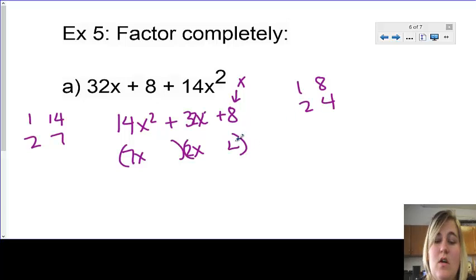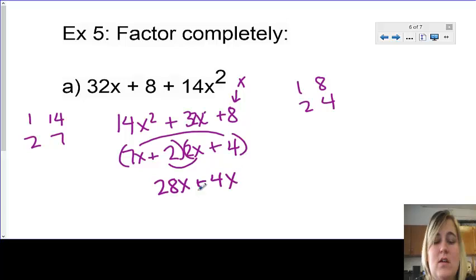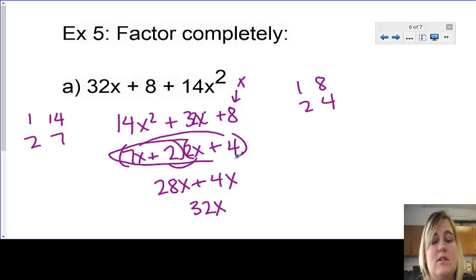7 times 4 and 2 times 2. These are both positive, so these will both be positive. Let's check and see if this works. So outside, I would get 28x, plus the inside, I have 4x, which means that my answer would be 32x for the middle, and that's what I have. So this is, again, my final answer.